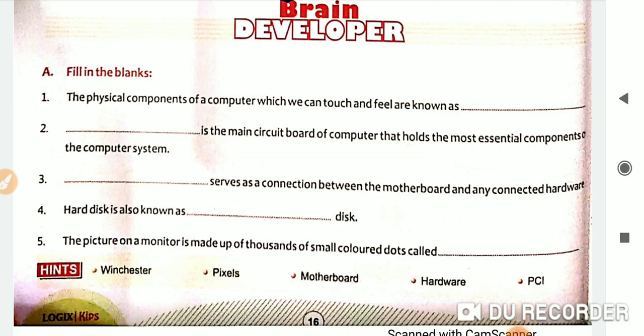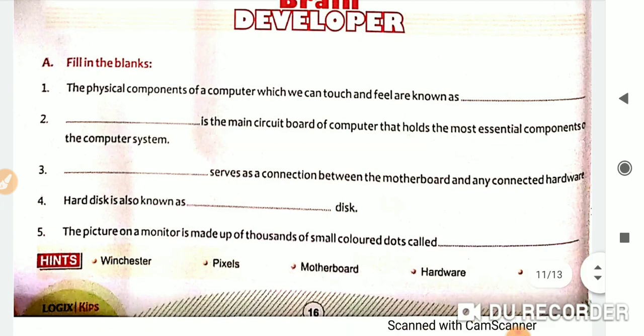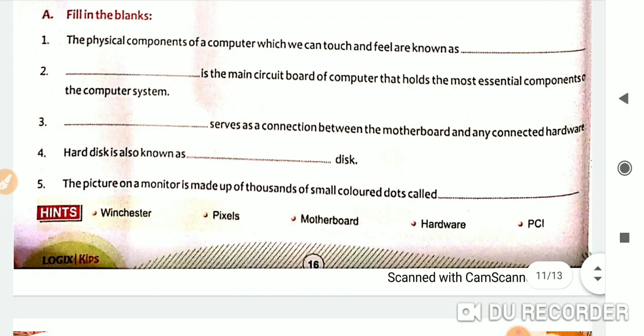So, the first exercise is fill in the blanks, and the first answer is: the physical components of a computer which we can touch and feel are known as hardware. Motherboard is the main circuit board of a computer. So, the second answer is motherboard.